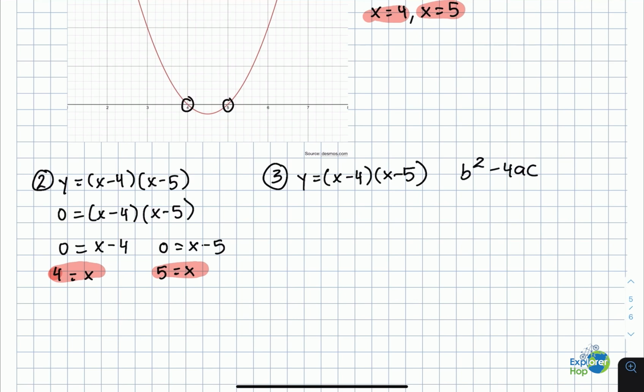So we just have to expand this. So y is equal to x squared minus 4x minus 5x plus 20. Therefore, y is equal to x squared minus 9x plus 20. And b is equal to negative 9, c is equal to 20, and a is equal to 1.